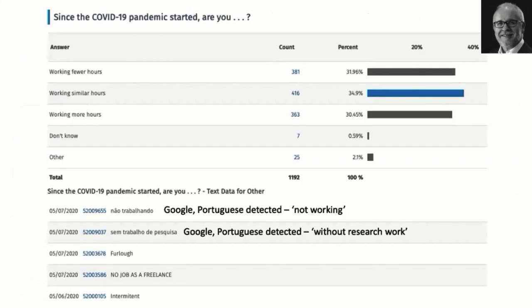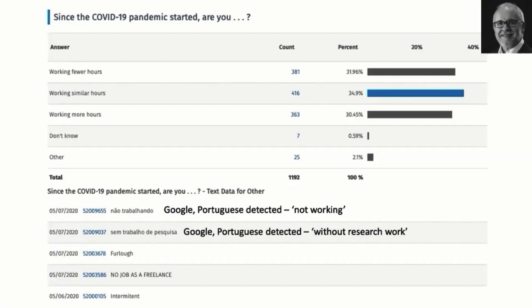We're also looking at the other open ends. So this is one of the questions that we asked since the COVID-19 pandemic started. Are you working fewer hours, similar hours, more hours, don't know, other? Only 25 people clicked other, so that means we've got a reasonable coverage with the closed options, but we're going to have a look at the open ends.